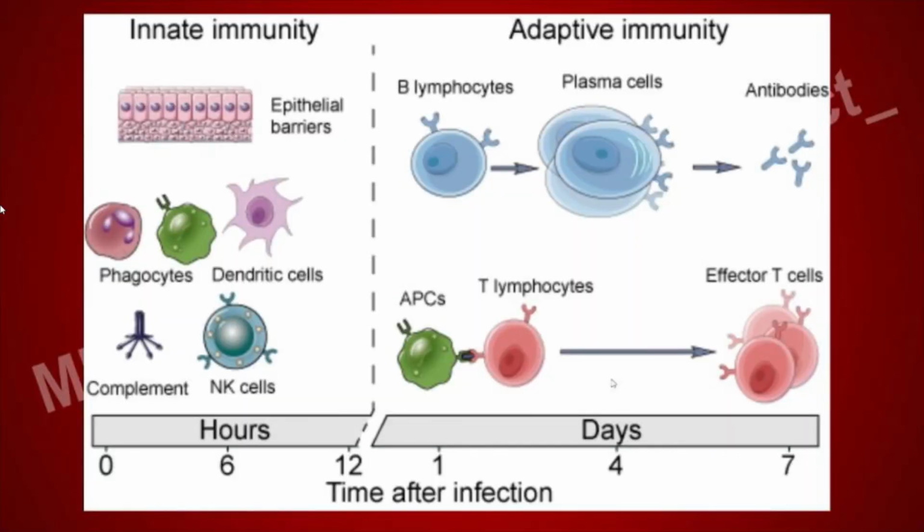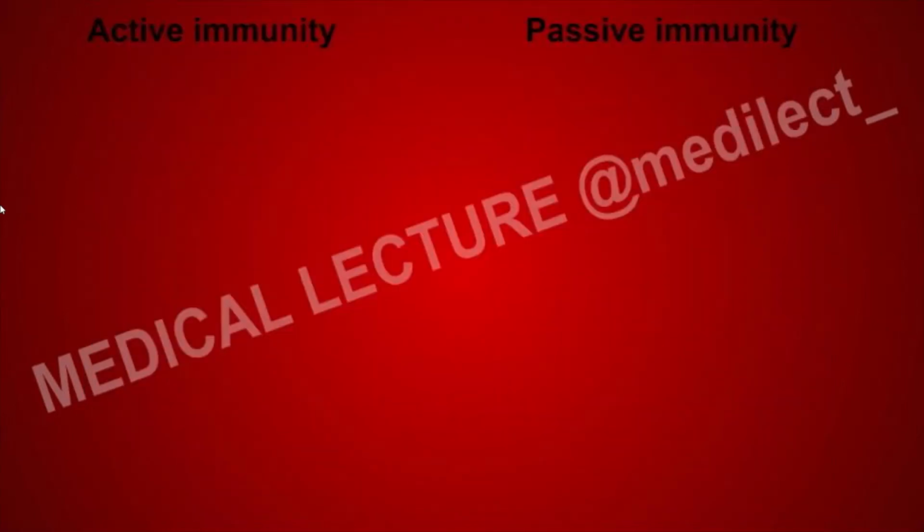Okay, these are the examples of the innate and the acquired. Innate includes phagocytes, dendritic cells, complement, NK cells. Over here, we have B lymphocytes, plasma cells, antibodies. This means B and the T lymphocytes mainly. Now next is the difference between the active and the passive immunity, commonly asked in the exams.